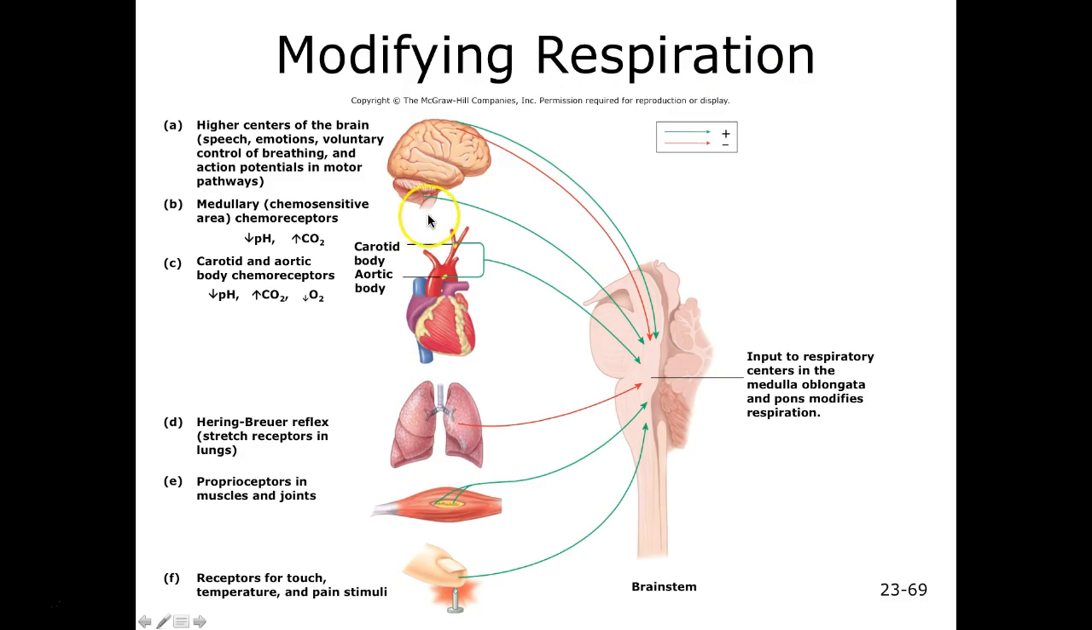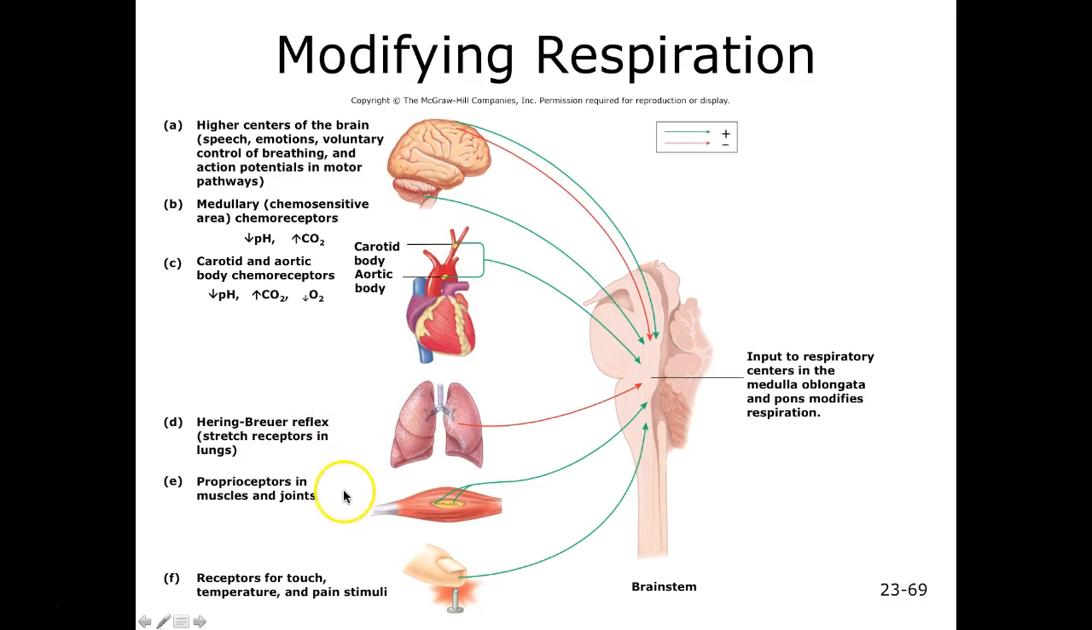Next, we have our medullary or chemosensitive area, which would be down in this region. And if we have an increase in carbon dioxide levels or a decrease in pH, they kind of go hand in hand, we are going to get an increase in ventilation. And then we have our carotid and aortic chemoreceptors here. If we have an increase in our carbon dioxide, decrease in pH, and a decrease in oxygen, that's going to cause an increase in ventilation.